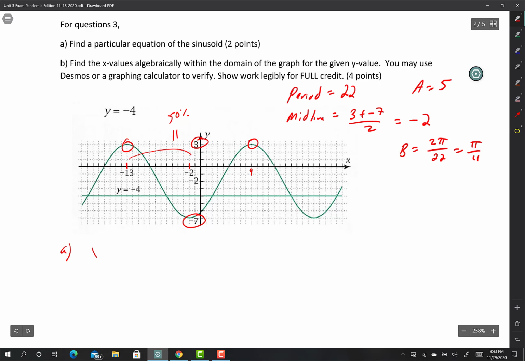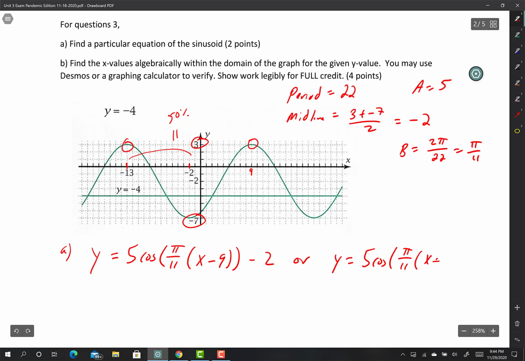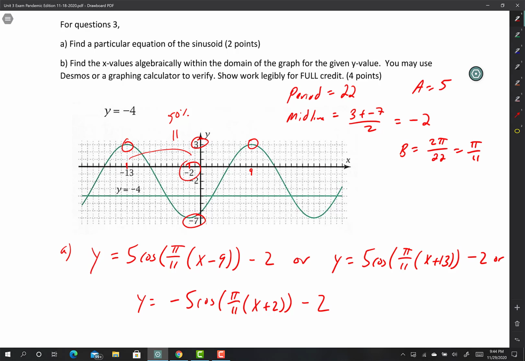So for letter A, you could say y equals 5 cosine of pi over 11 times (x minus 9), minus 2. You could also say y equals 5 cosine of pi over 11 times (x plus 13), minus 2. And the one that was very popular, surprisingly, was -5, and then you guys use the -2 there. So -5 cosine of pi over 11 times (x plus 2), minus 2. Any of those three would work.